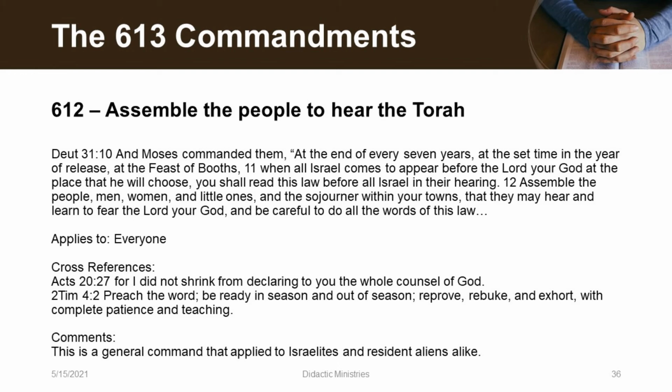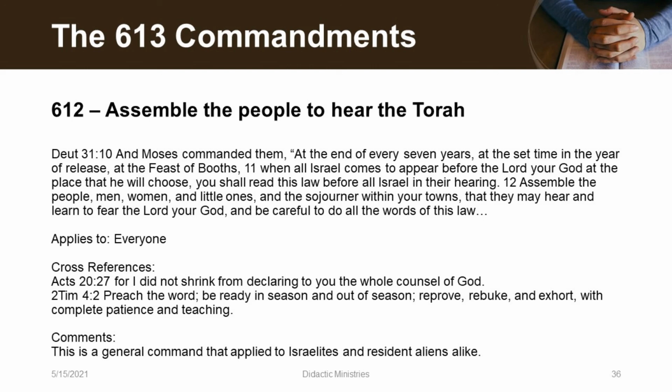Assemble the people, men, women, and little ones, and the sojourner within your towns, that they may hear and learn to fear the Lord your God, and be careful to do all the words of this law." This is a general command that applied to Israelites and resident aliens alike. God expects all people to learn about his word, to understand his commandments, to fear him, and to obey him.